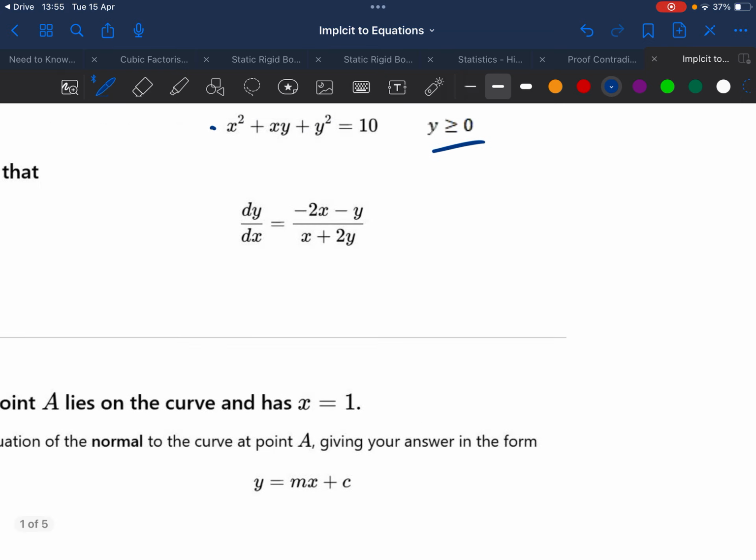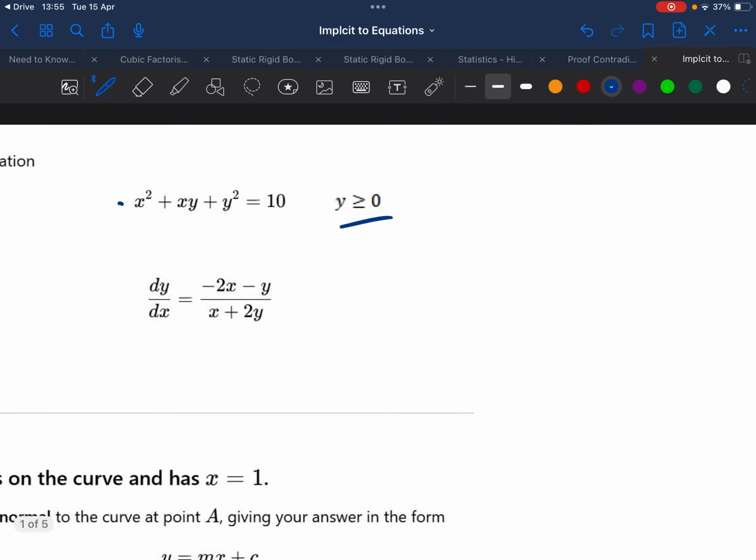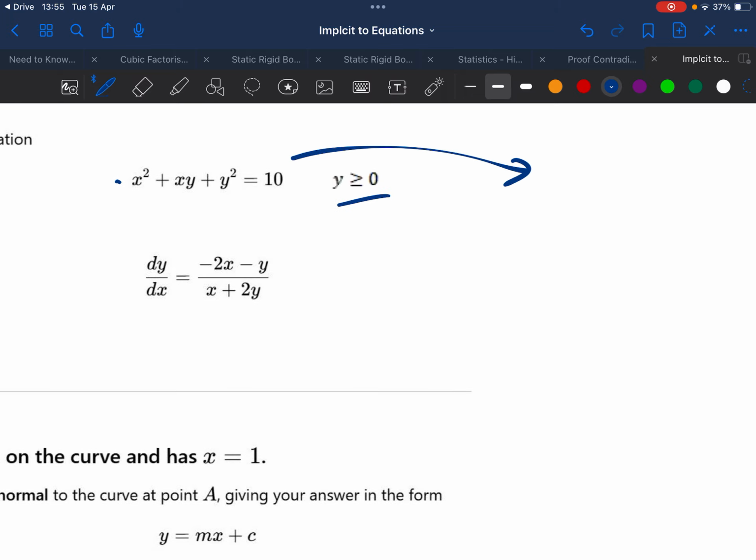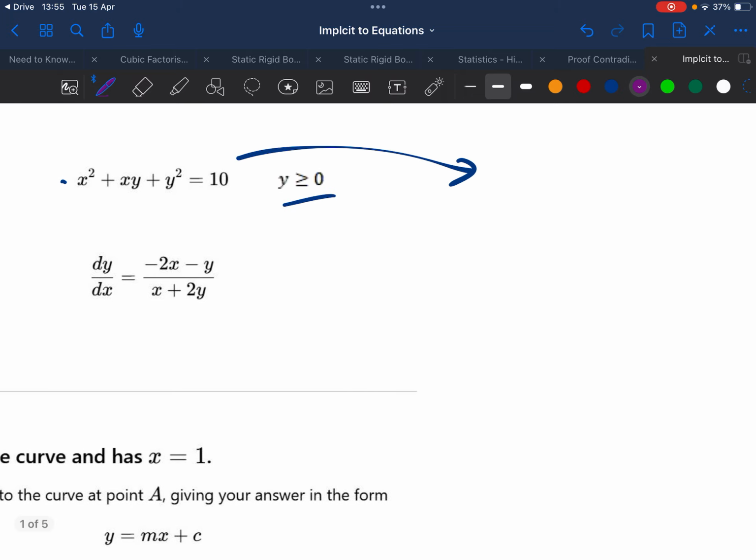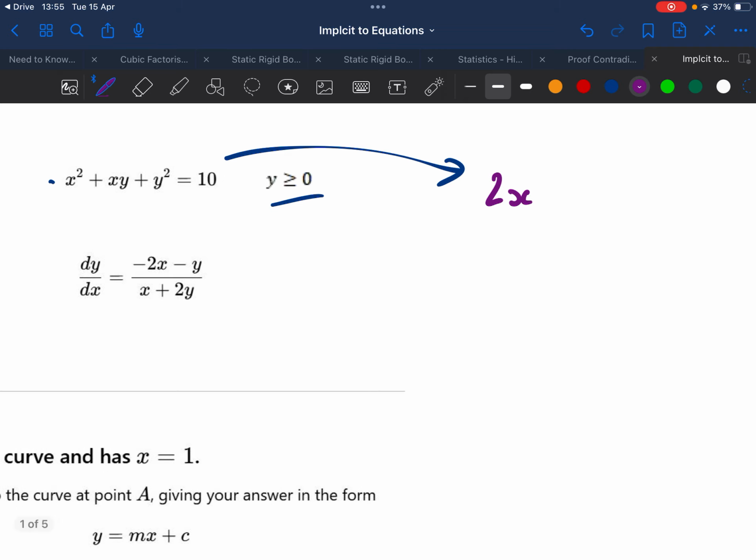There's a dx in the denominator, which means we're differentiating the x's. So what we're going to do over here, x squared, we're going to say is 2x. So that's differentiating the x's. xy is a bit more complicated.